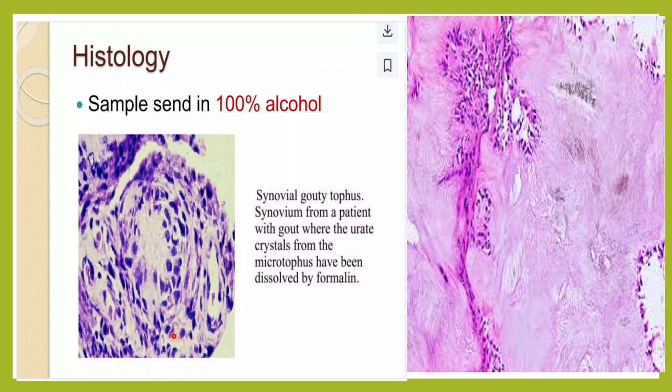So when we do the synovial biopsy, we can even see this synovial gouty tophus. This was a synovial from a patient with gout, and here you can see the urate crystals and then the chronic inflammatory cells. Whenever we are sending a sample suspected of gout, we should send it in 100% alcohol, because this tophus, the microtophus, will be dissolved by formalin.